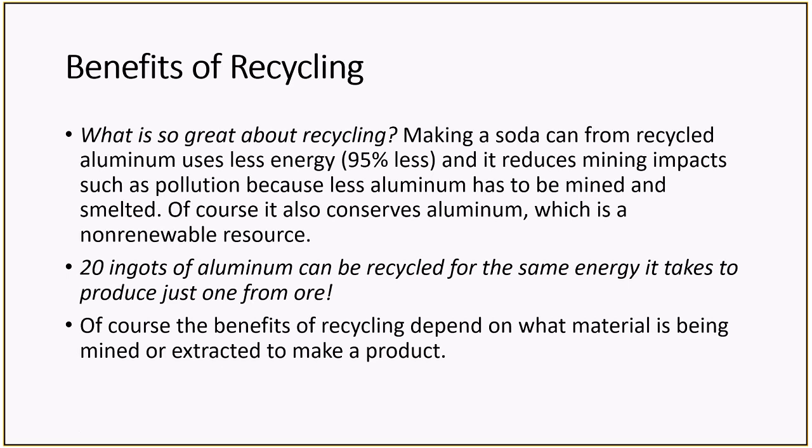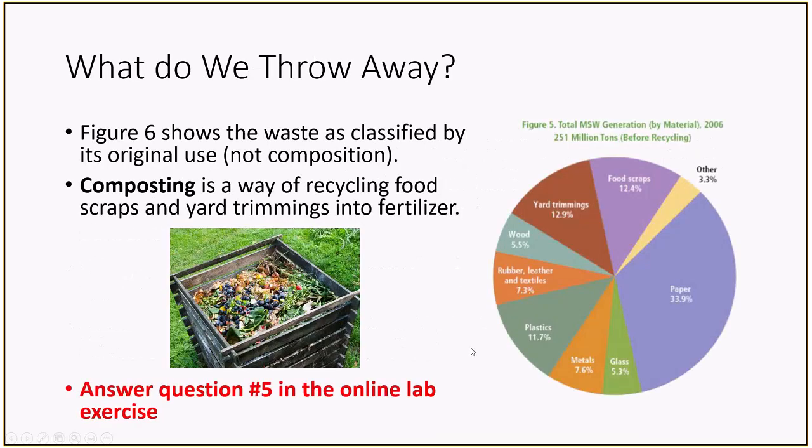Of course, the benefits of recycling depend on what material is being mined or extracted to make a profit. Figure 6 shows the waste as classified by its original use, not composition. In this diagram, like it says here, this is the total municipal solid waste generated by material, accounting for the 251 million tons in the United States.